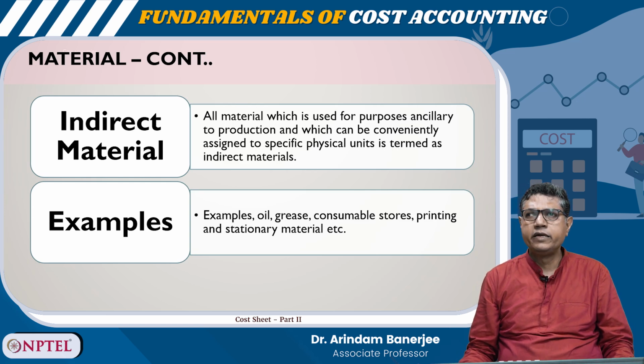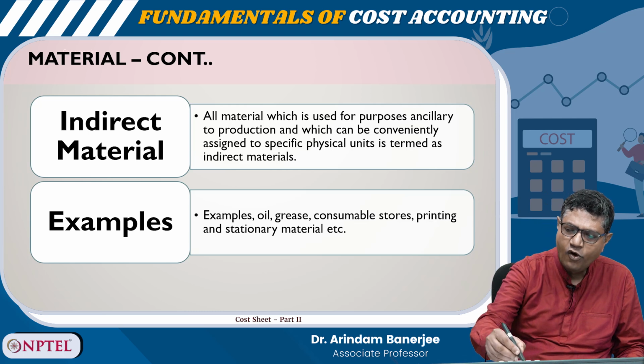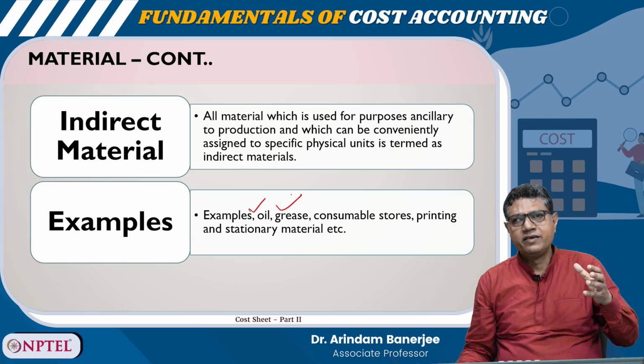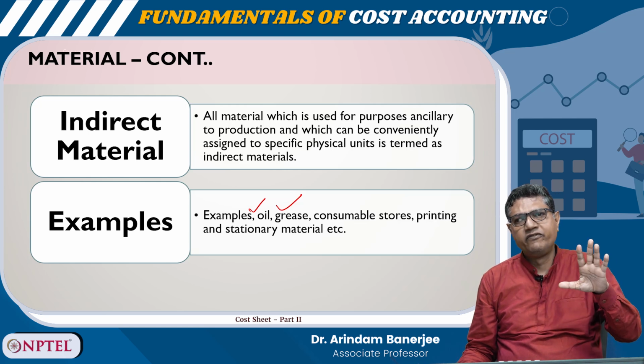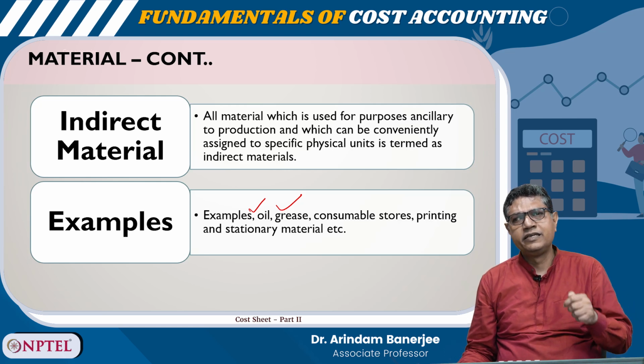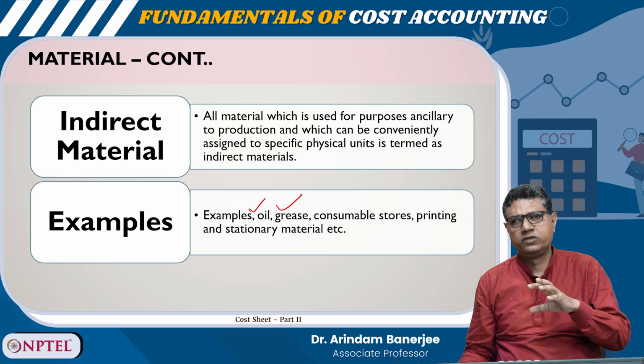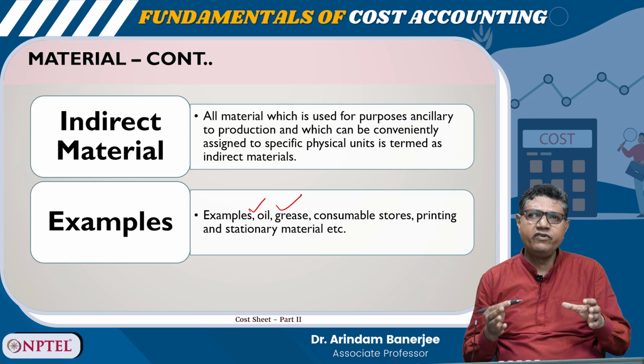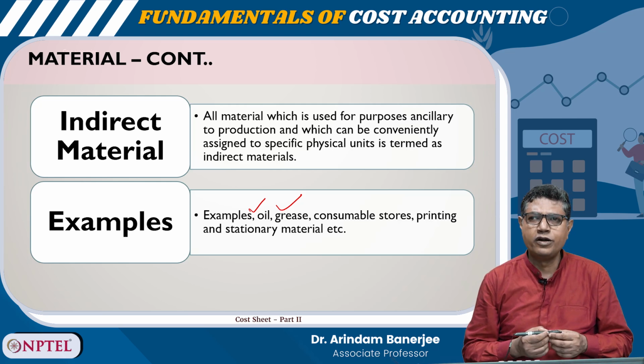Indirect material, all material which is used for purposes ancillary to production and which cannot be conveniently assigned to specific physical units is termed as indirect materials. For example, oil, grease, etc. Suppose there is a gear cutting machine. Now the company produces 5 different models of car. For all cars, the gears are manufactured in a particular gear cutting machine. In the gear cutting machine, the lubricating oils and the greases are used. So it is very difficult to directly assign that to a particular model of car. So this is an example of indirect material.